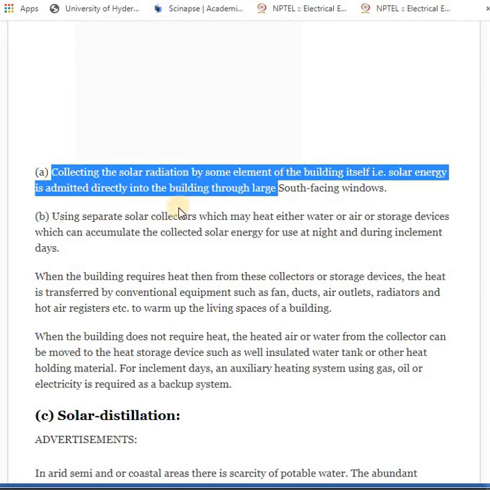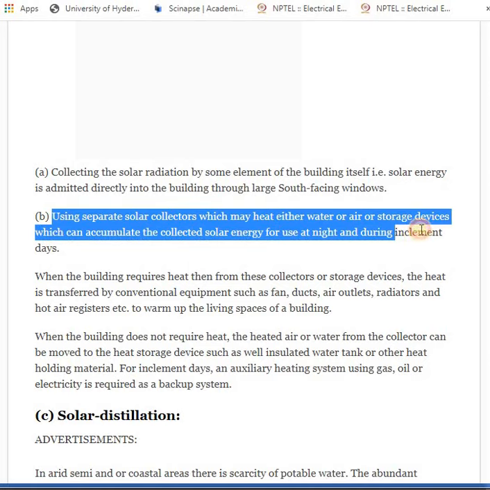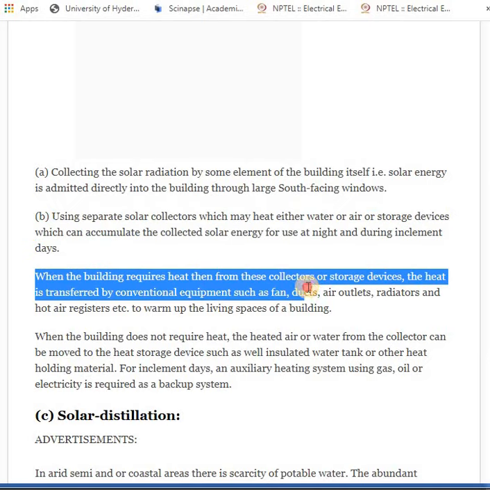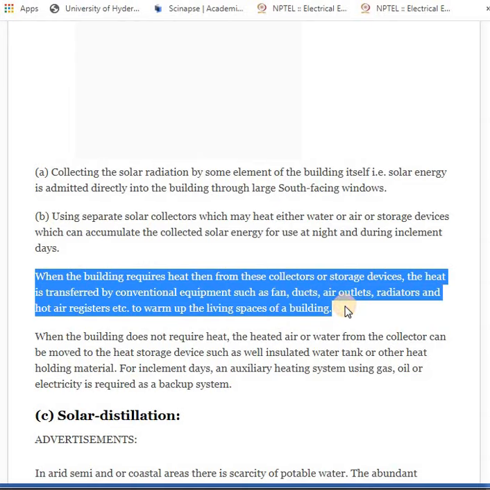Solar energy is admitted directly into the building through large south-facing windows, and separate solar collectors are used to heat either air or water, and accumulate the collected solar energy for use at night and during inclement days. When the building requires heat, from these collectors or the storage devices, the heat is transferred using conventional equipment such as fan ducts, air outlets, radiators and so on.